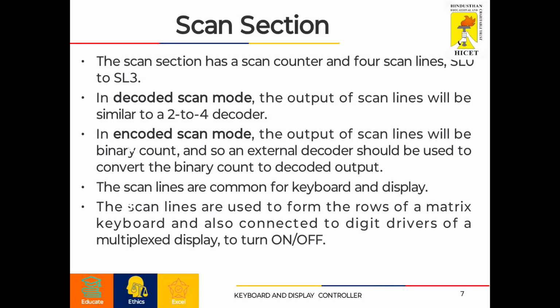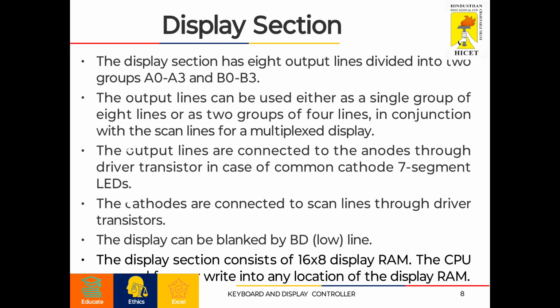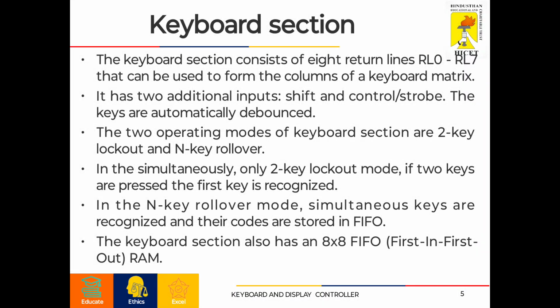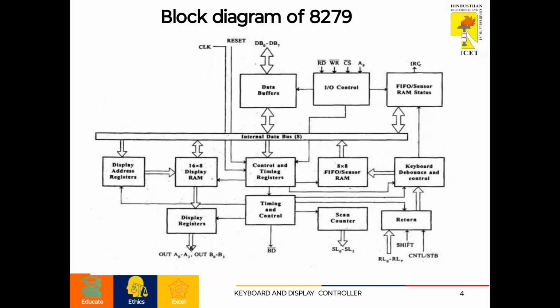Next we are going to see the display section. So next one is the display section. Here, the display section has 8 output lines divided into 2 groups. So, in this block diagram, as seen in the previous slide, we see the display section. It has 8 output lines divided into 2 groups, that is A0 to A3 and B0 to B3.